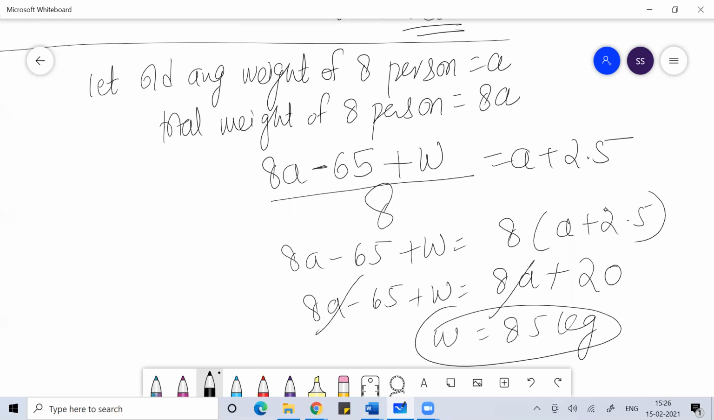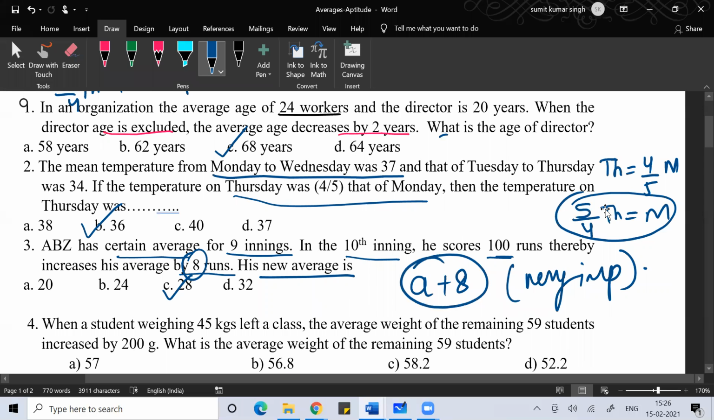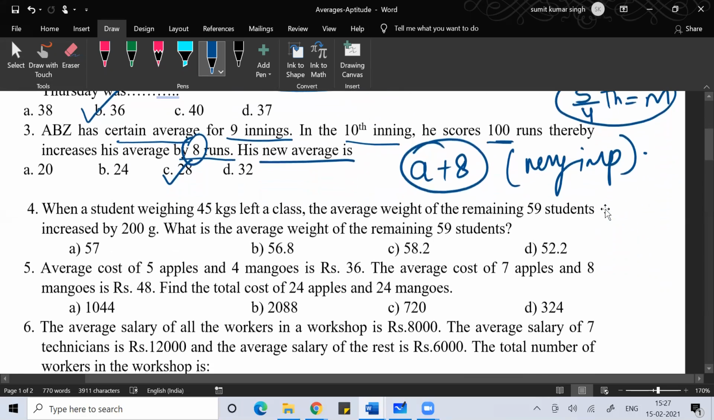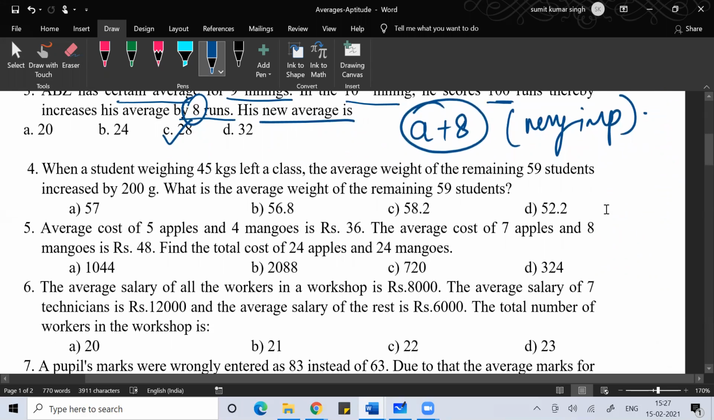And your marking scheme is 3R minus W. So anyway, the purpose of showing you that question is that in every competitive exam, from this chapter, average, minimum one question comes. They are not difficult, but very basic questions will come.